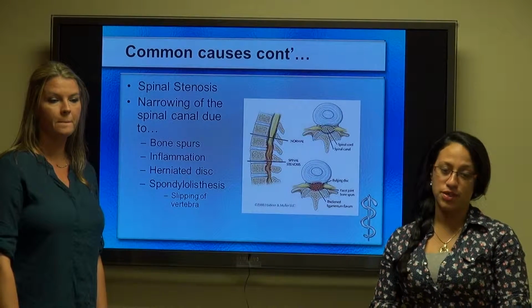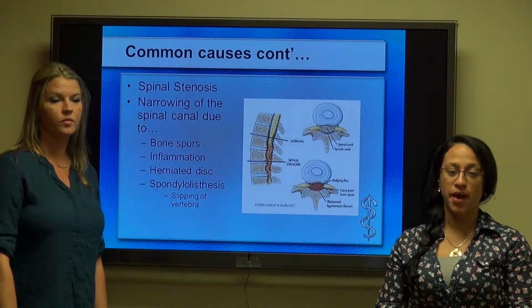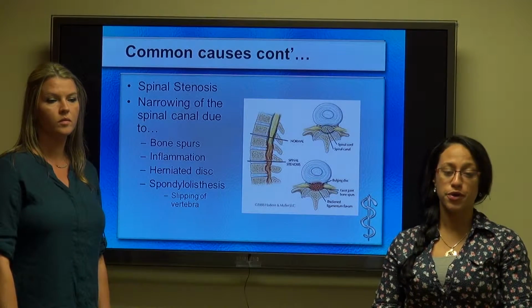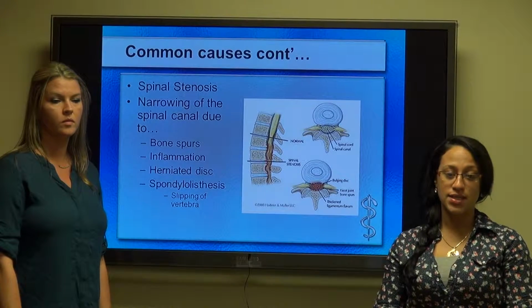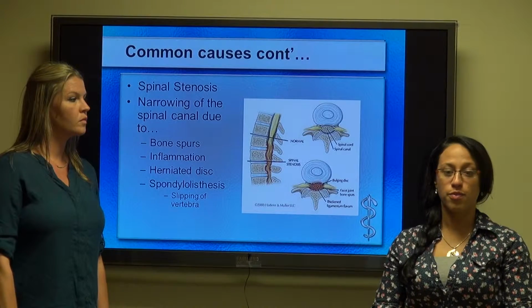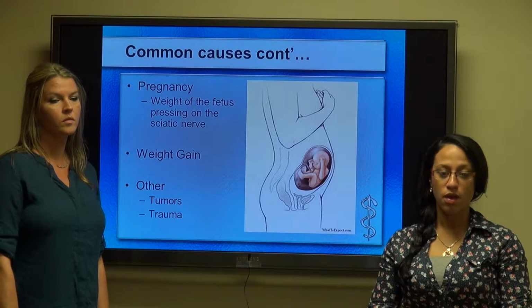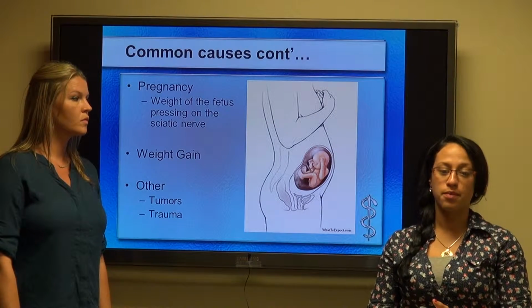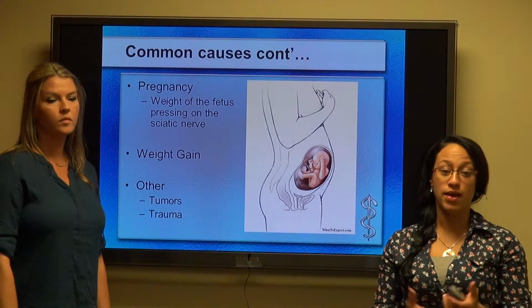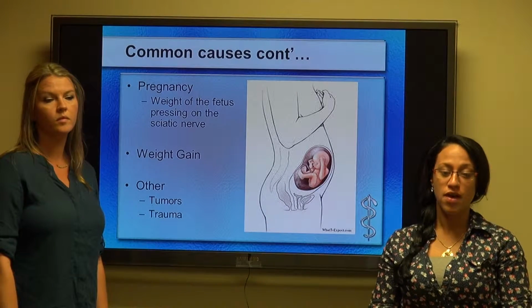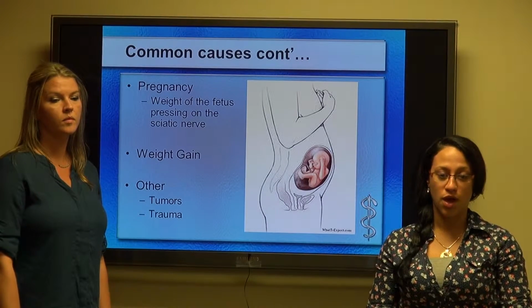Also, spinal stenosis. That's basically a narrowing of the spinal canal, and that can be due to a variety of things ranging from bone spurs, inflammation, a herniated disc, and a spondylolisthesis, which is essentially the slippage of one vertebra on the other. Pregnancy and weight gain kind of fall into similar categories. They both result in excessive weight gain in the front of the abdomen, causing more pressure on the sciatic nerve, and tumors or trauma can also cause the same.